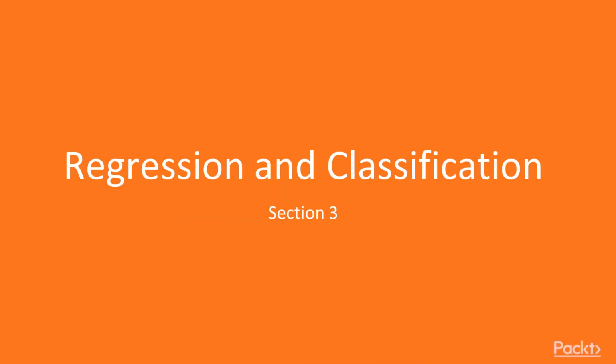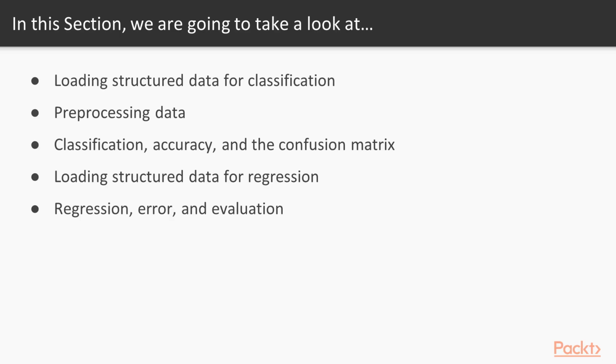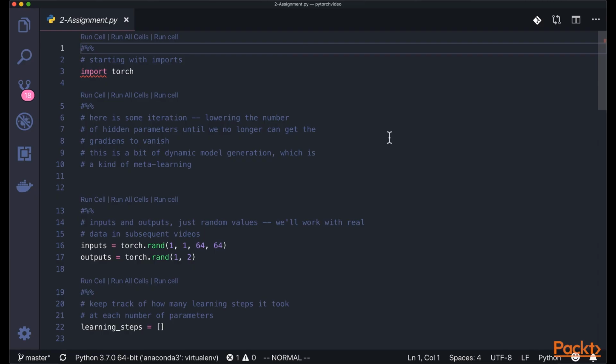In this section, we're going to take a look at regression and classification. Multiple things to look at: loading structured data for classification, pre-processing data to make it usable, classification, accuracy, and then the confusion matrix, loading structured data for regression, and then finally regression, error, and evaluation of models to see how good they really are. We'll take a look at a potential answer to the last assignment.